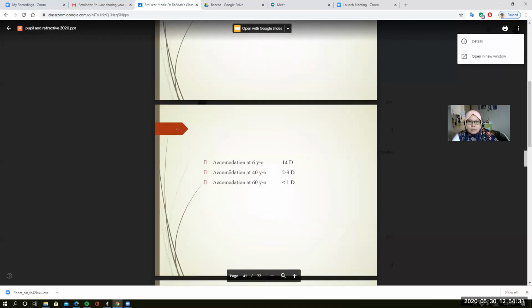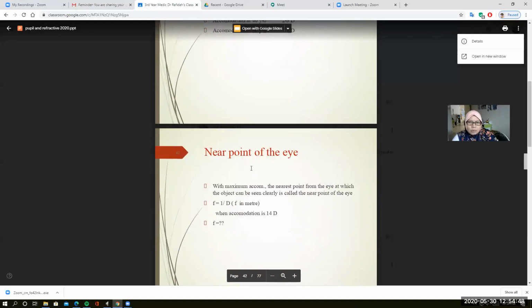Okay, so the accommodation at 6 years old is 14 diopters. 14 diopters is very high, and at 40 years old it's probably left at 2 to 3 diopters, and at 60 it's probably less than that. Okay, so the near point of the eye with maximum accommodation, the nearest point from the eye at which the object can be seen clearly, is called the near point of the eye, meaning how far you can read.